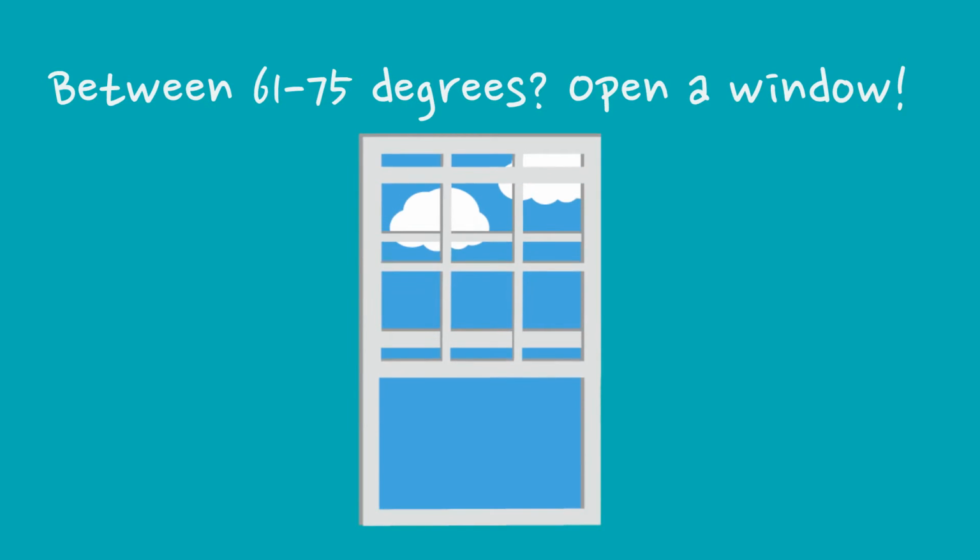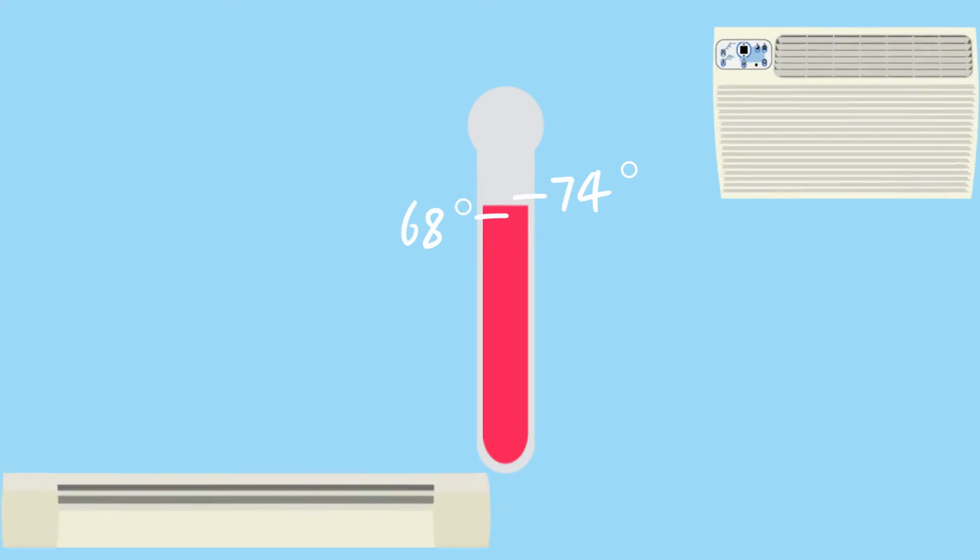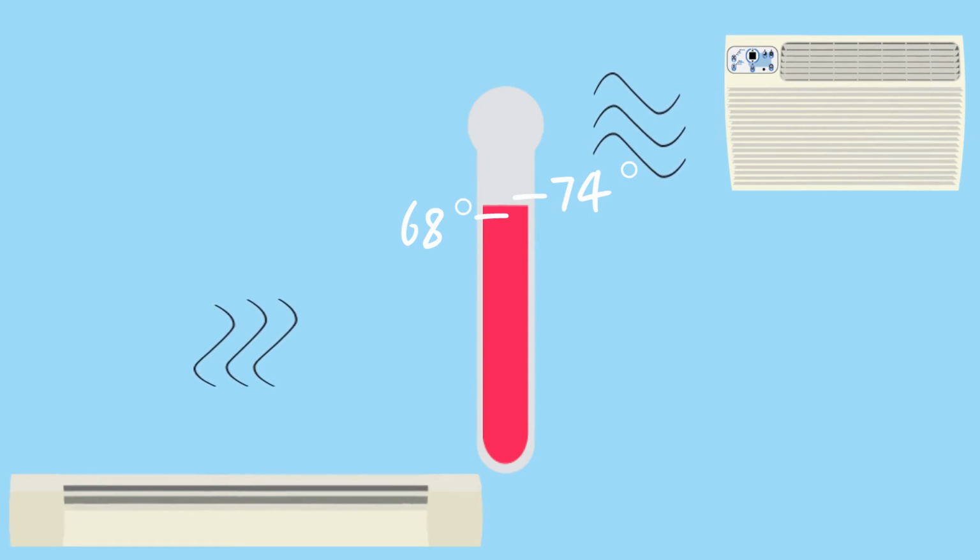If your unit is off, please open your windows to get some fresh air. When your room reaches the target temperature within that range, the units may switch between off and on in order to maintain the desired temperature.